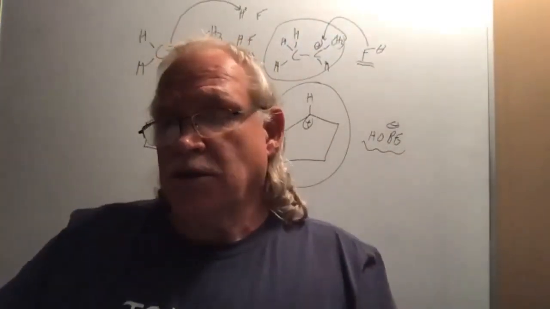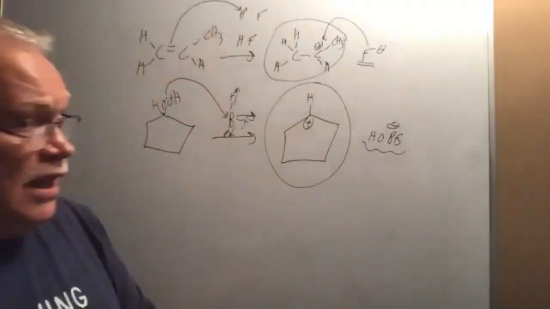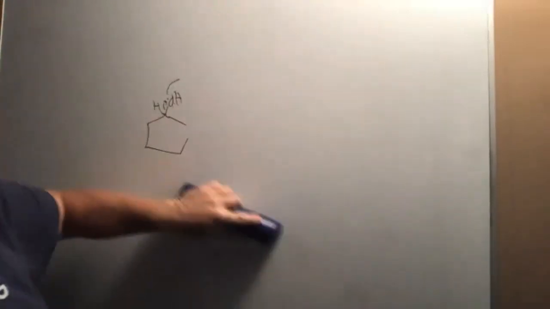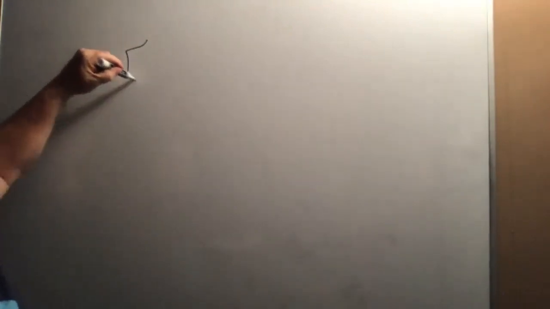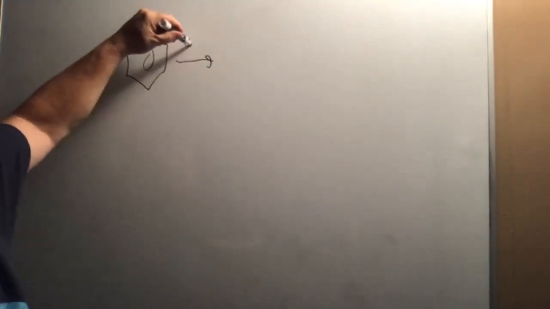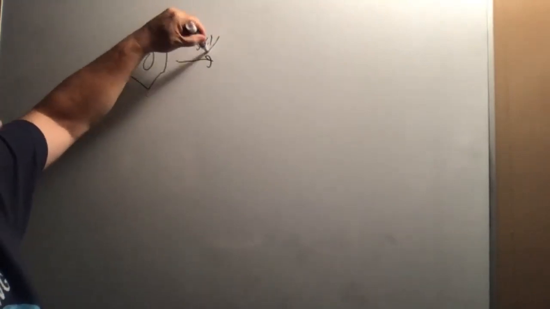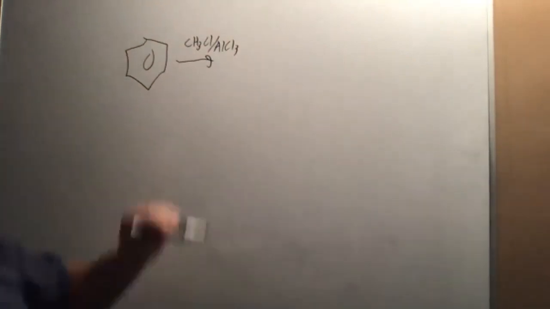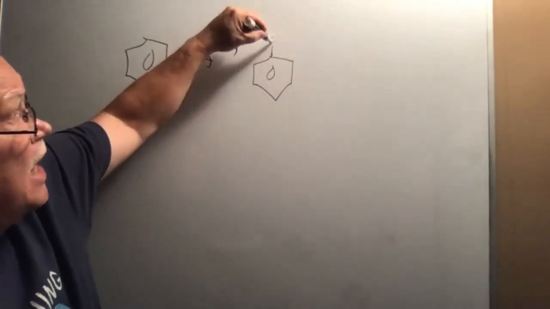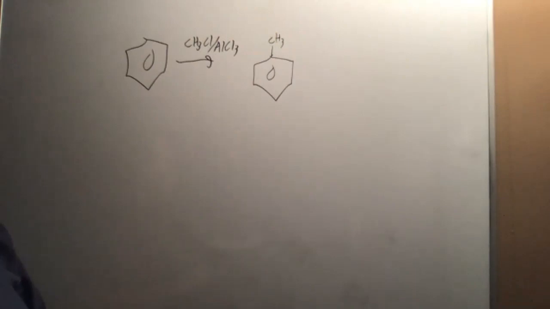The third one is, if you add one group, watch what happens. Let's do this reaction. And let's suppose we added methyl chloride in the presence of AlCl3. What's the product of that reaction? Well, it's simply going to add an alkyl group, the methyl group, onto the ring.